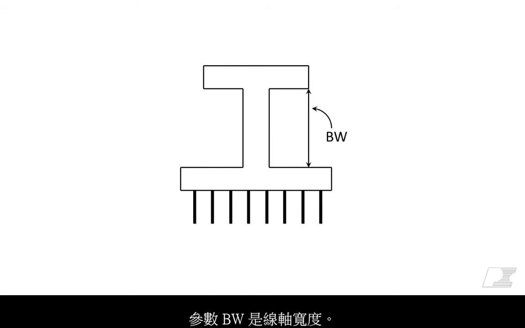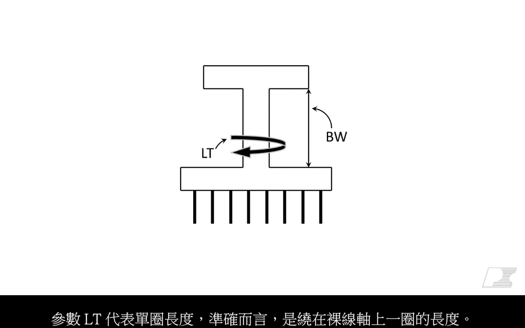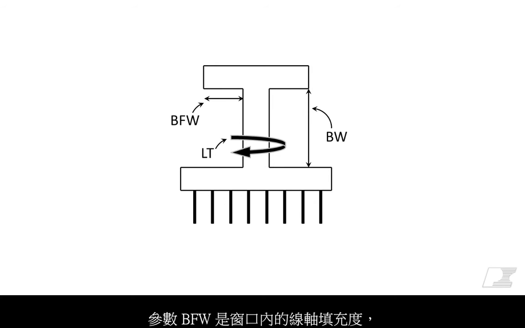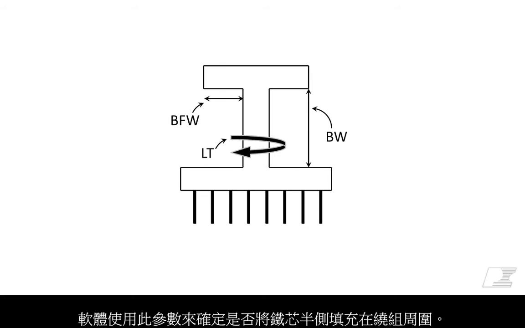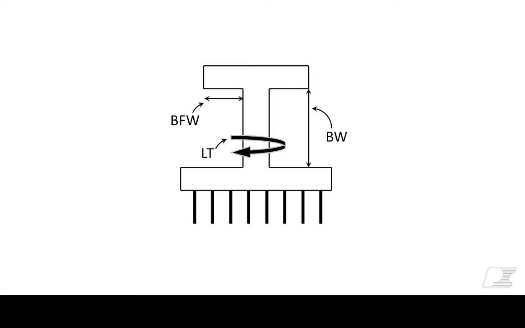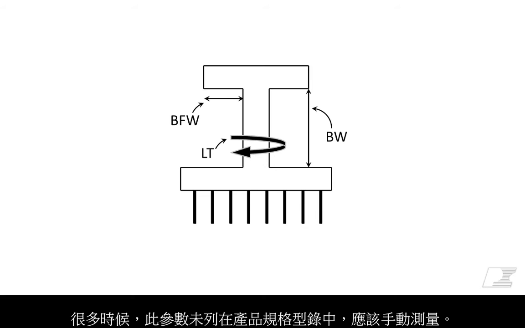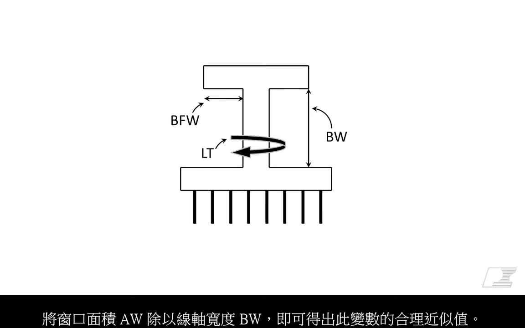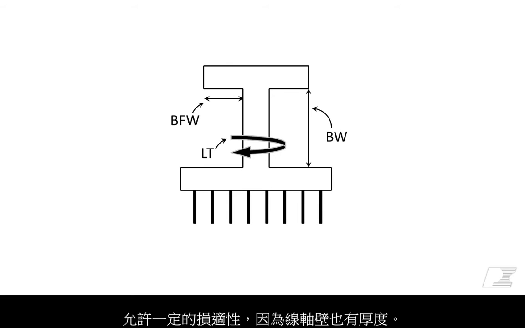Parameter BW is the bobbin width. Parameter LT stands for length of a single turn and is literally the length of a turn going around the bare bobbin. This parameter is used in estimating the copper losses in the windings. The parameter BFW is the bobbin fit inside the window and is used by the software to determine whether or not the core halves will fit around the windings. Many times this parameter is not listed in datasheets and should be manually measured. A reasonable approximation of this variable is made by dividing the window area AW by the bobbin width BW. Allow for some loss of fit because of the thickness of the bobbin walls.